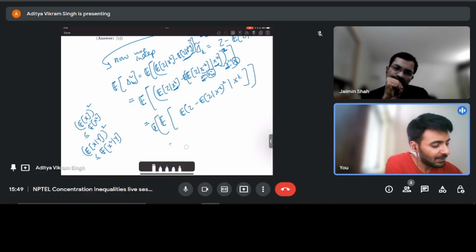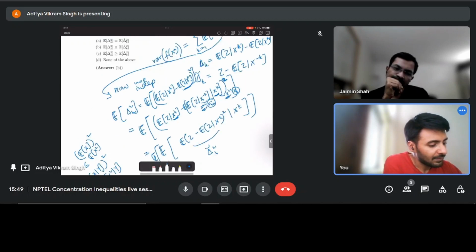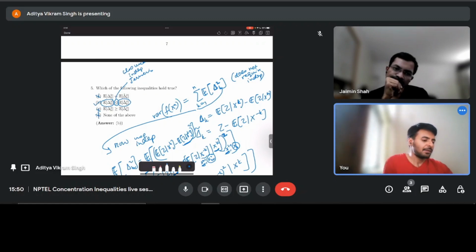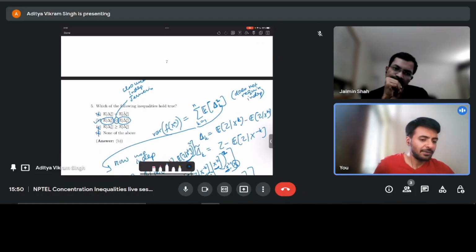So basically, you have related this to this. This is the delta tilde k, the whole square. So you had this, then you use some independence, then use Jensen's to get this, and this inequality is by Jensen's. And we also use independence. Okay, so B is correct, and everything else is incorrect. So this is basically the outline of the proof of Efron-Stein.